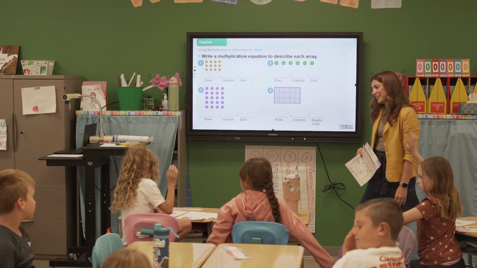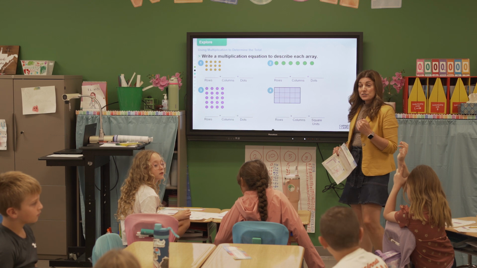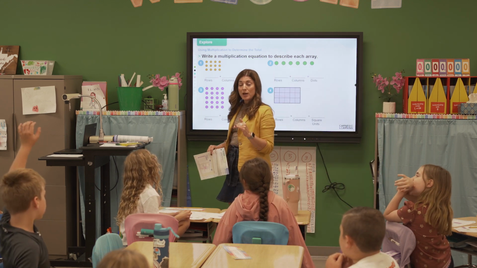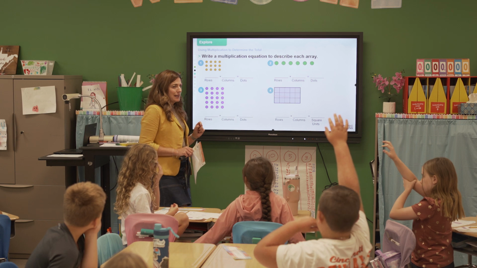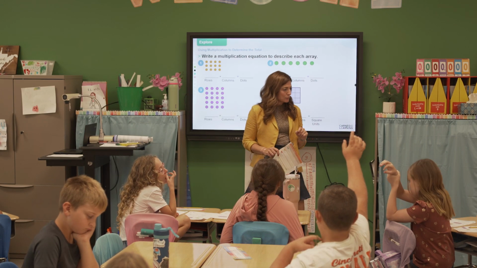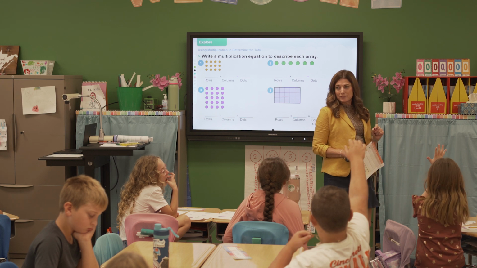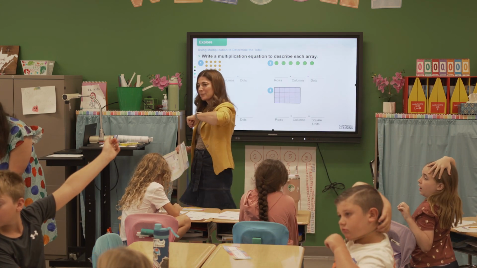Aubrey? So Aubrey counted by 5s. Okay. So maybe you counted by 5s as well. But let's listen to see how else someone might have determined the product. How else might we have determined the product, other than counting by 5s? Okay, ma'am, in the back.